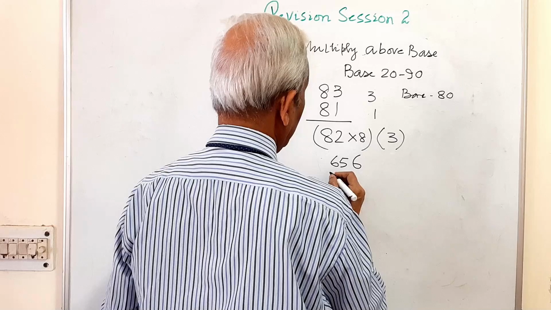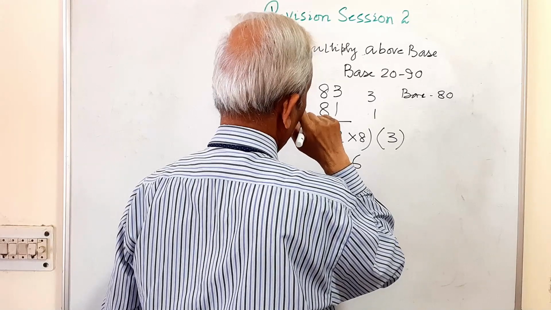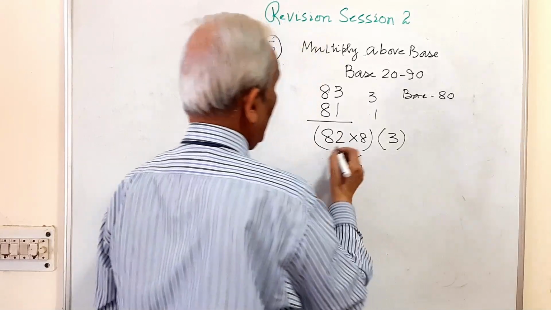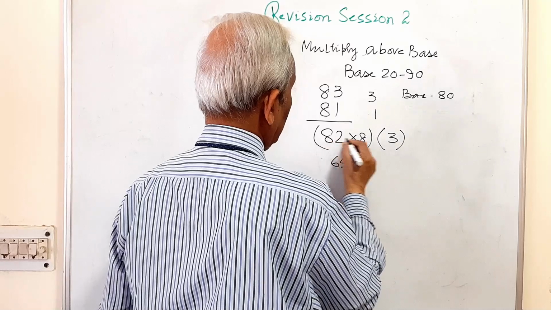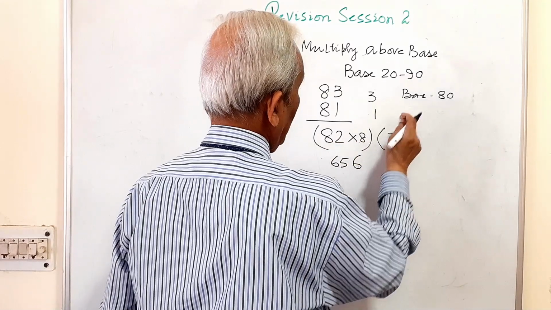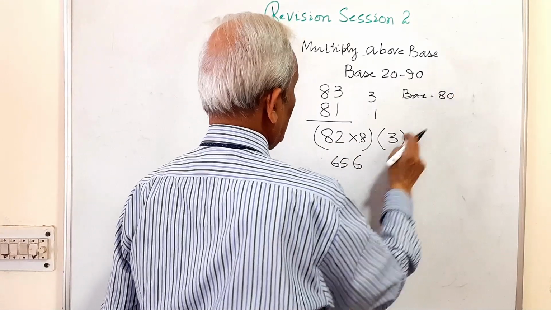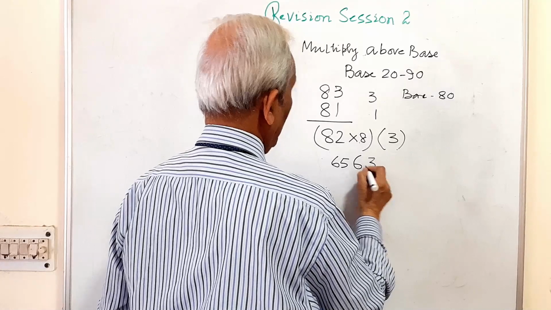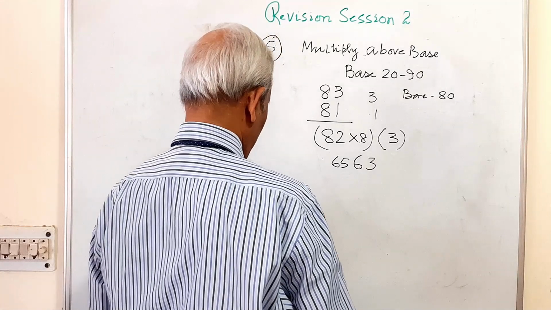84 times 8 is 672. And the base has got one zero, so we'll write here 3. This becomes 6723 as the answer. Right?